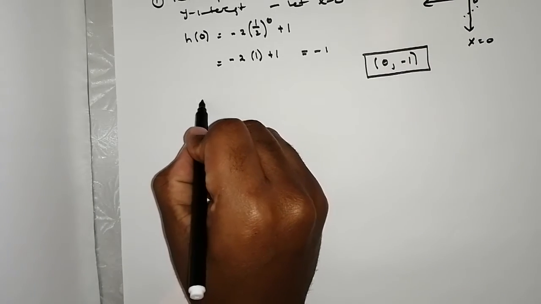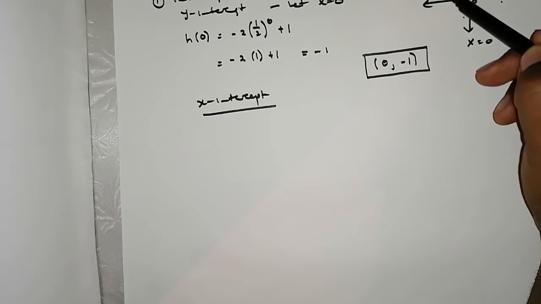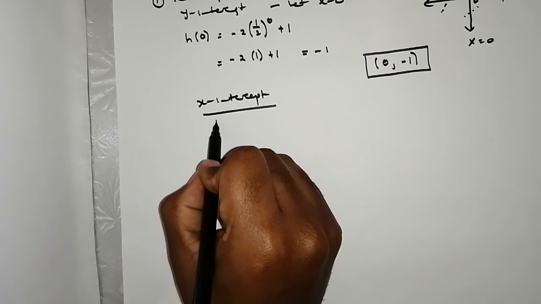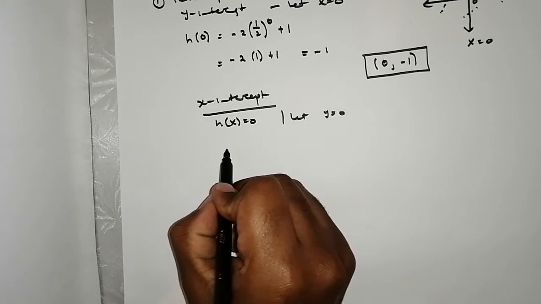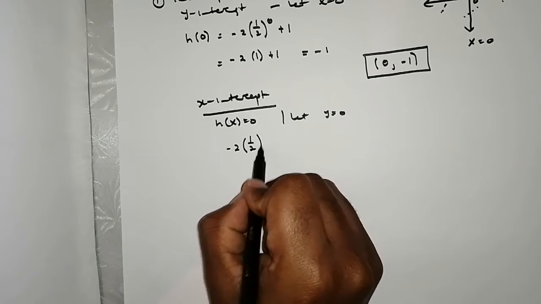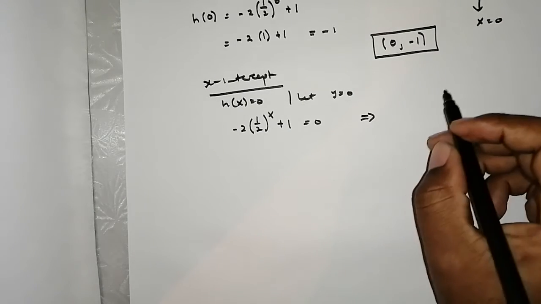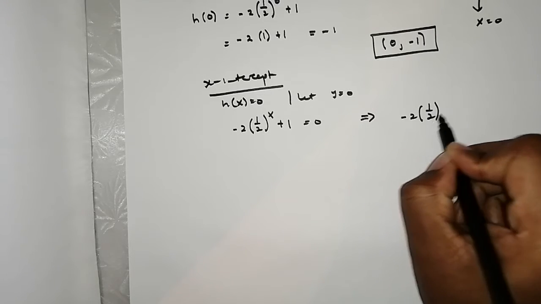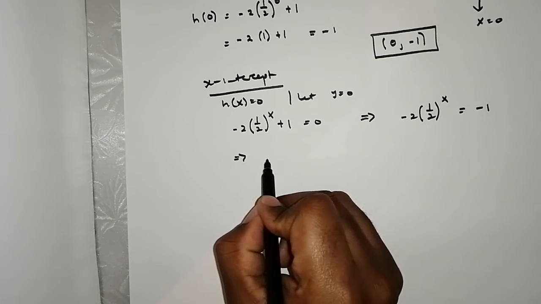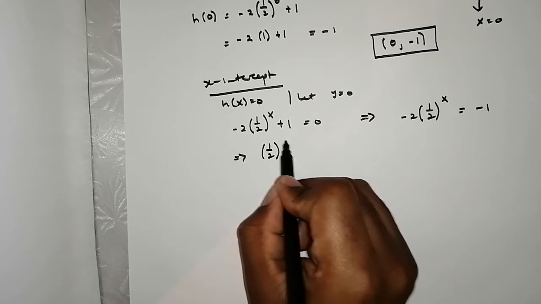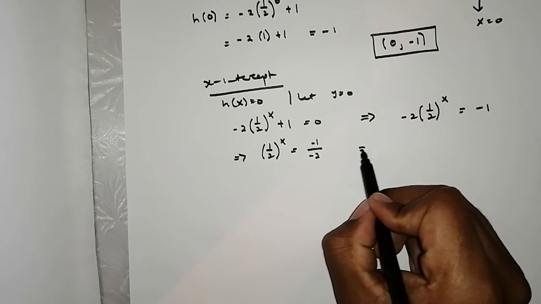Okay, secondly, we're going to find the x-intercept, where the function will cross the x-axis. So h of x will equal zero, or we can say we let y equal zero. So it's going to be negative 2 multiplied by 1 over 2 to the x, plus 1, equals zero. Then we have to solve for x. So negative 2 multiplied by half to the x equals, we take this one to the other side, negative 1. So 1 divided by 2 to the x equals negative 1 divided by negative 2. So this is going to be a positive value.